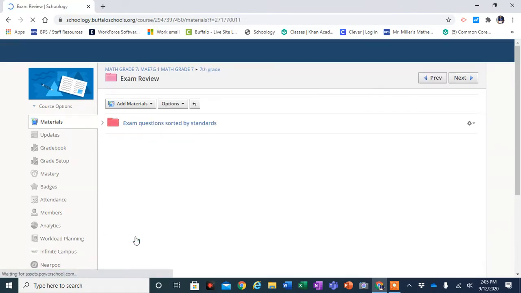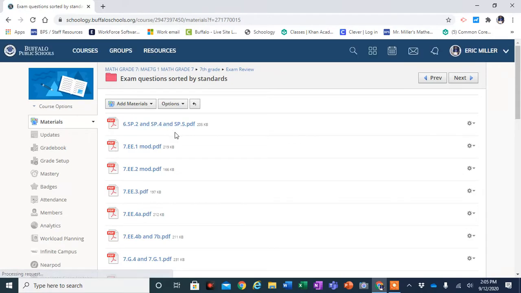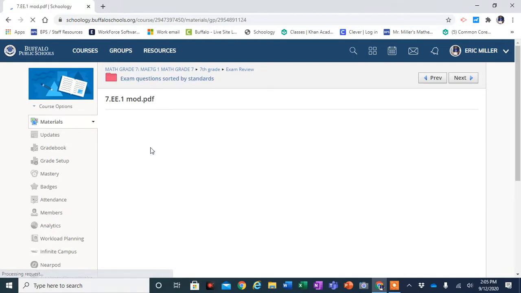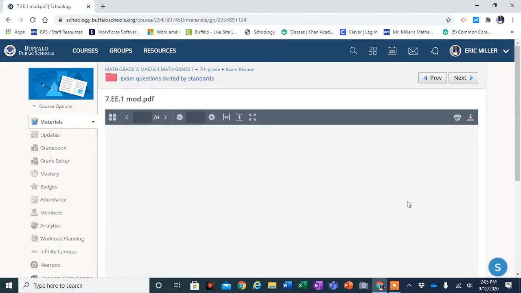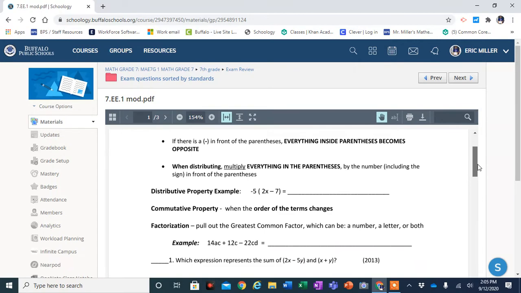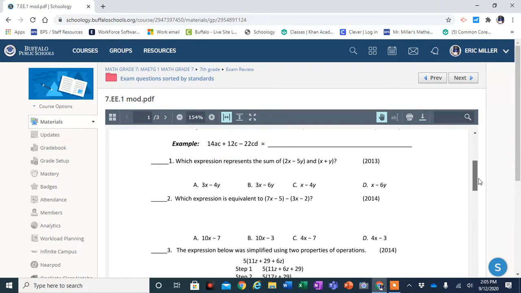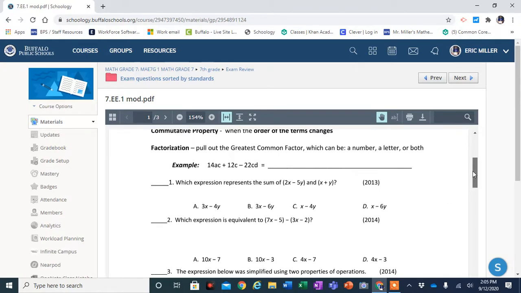Usually the state exam is after module 5. The exam review folder, if you were to open it, has all the Common Core exam questions sorted by their standards. If you were to click on one, this is 7EE1. These would be all of the exam questions on that standard. During the school year, you might see some of these questions on tests and quizzes. You'll notice right here, this says the year that that exam question came from.